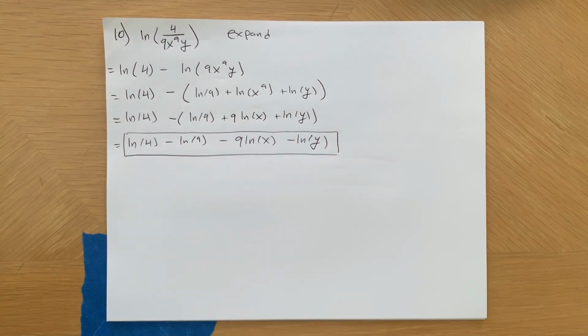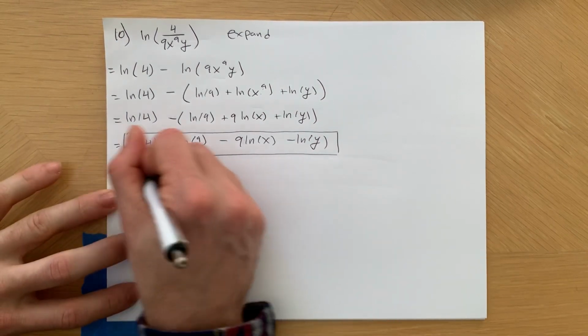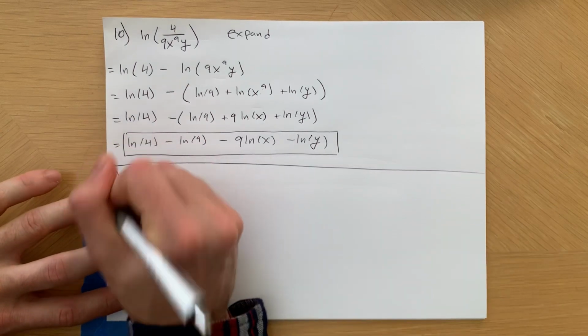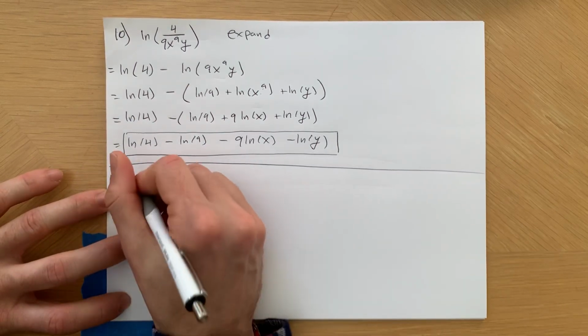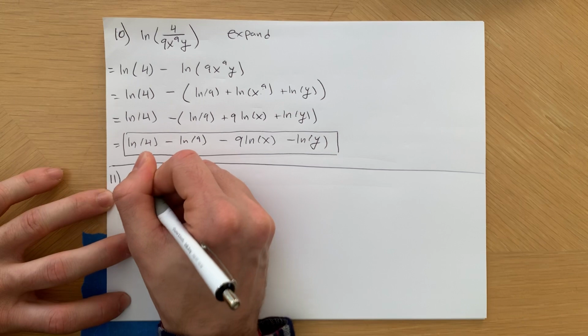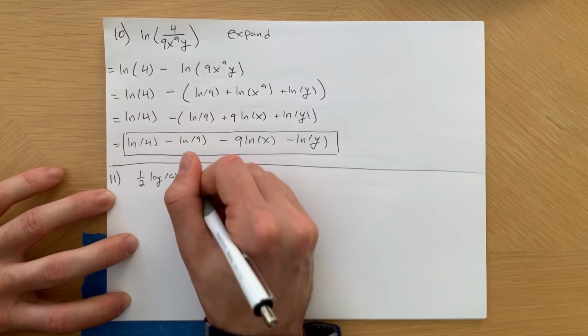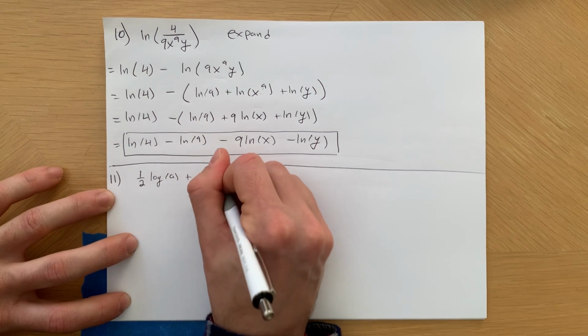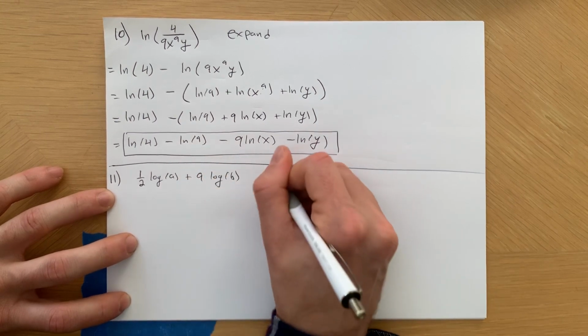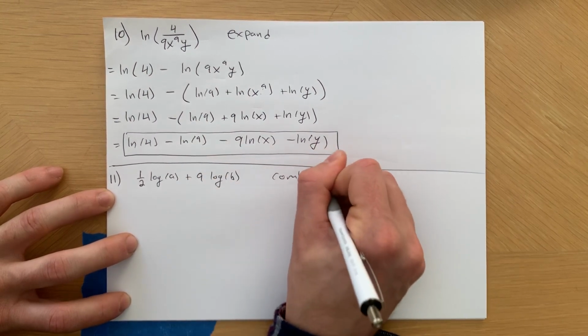Okay, so the next problem, number 11. What we want to do is work backwards from this last problem. We want to take 1/2 log of a plus 9 log of b, and then combine this into 1 log.